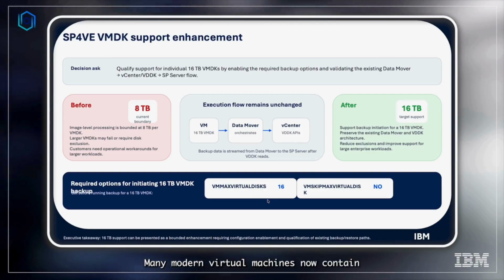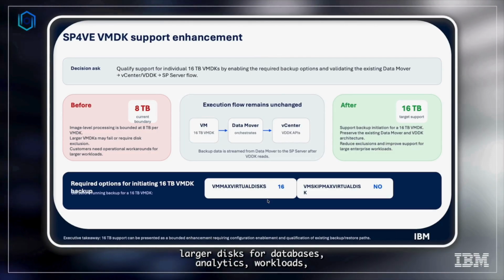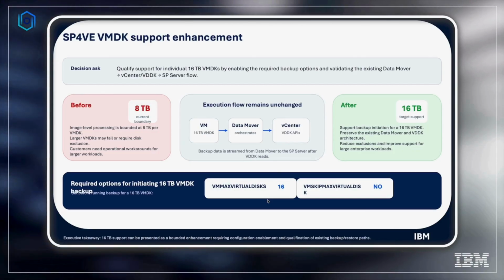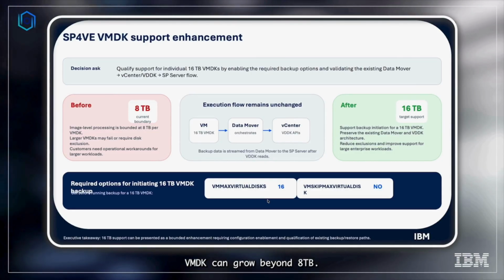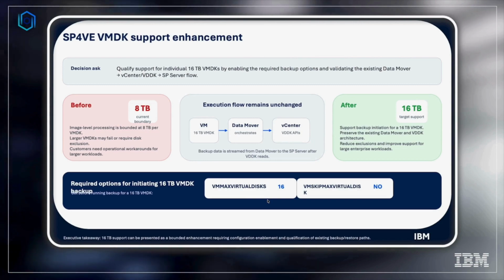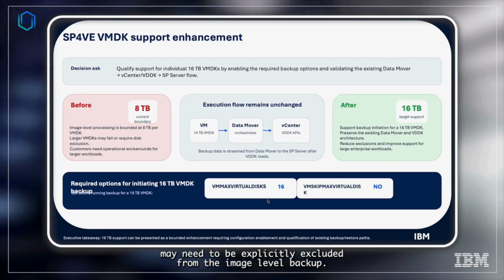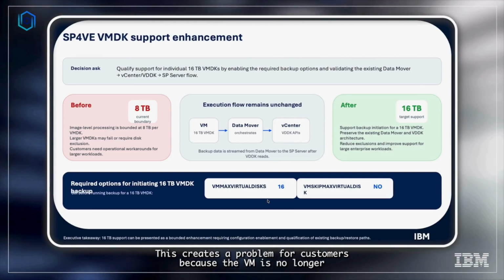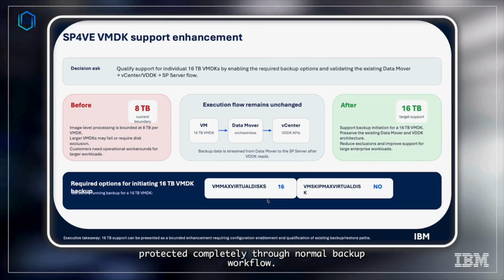Many modern virtual machines now contain larger disks for databases, analytics workloads, application repositories, file servers, and consolidated workloads. In these cases, an individual VMDK can grow beyond 8 TB. When the VMDK size crosses the current 8 TB support boundary, the backup operation may fail, or the large disk may need to be explicitly excluded from the image level backup. This creates a problem for customers because the VM is no longer protected completely through the normal backup workflow.